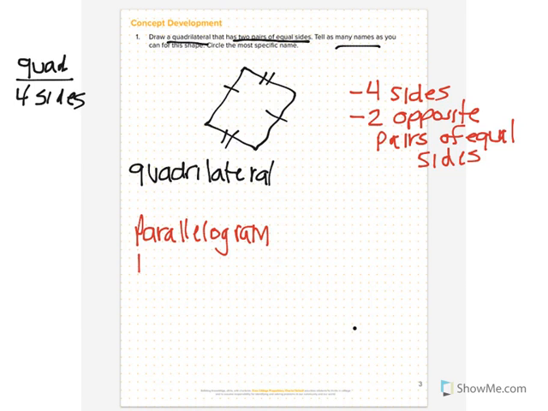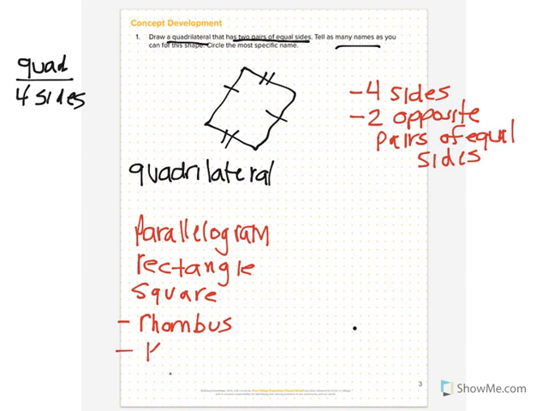What else could this be? Ooh, this could be a rectangle. That's more specific, right? Rectangle means that we have those 90-degree angles. But I don't know for sure my length, so maybe it's a square, right? Maybe all of those sides are equal, and they're not. It's not a rectangle. There are others. What else could it be? You know what? It could be a rhombus, and it could be a kite. Same reasons for all of them. They all have 2 pairs of equal sides.